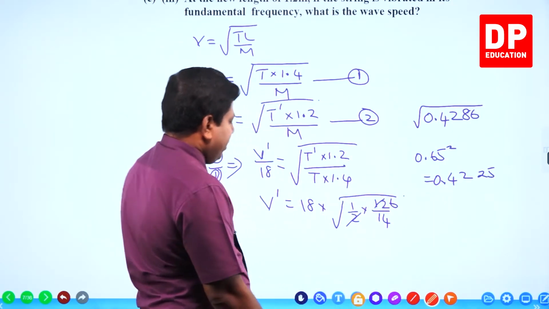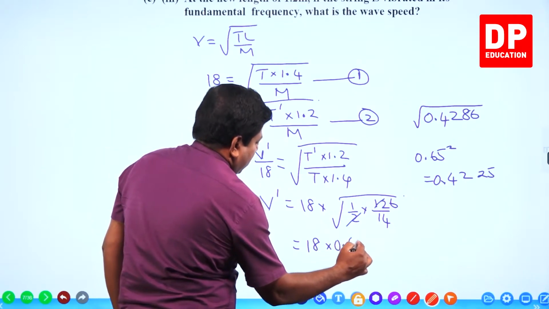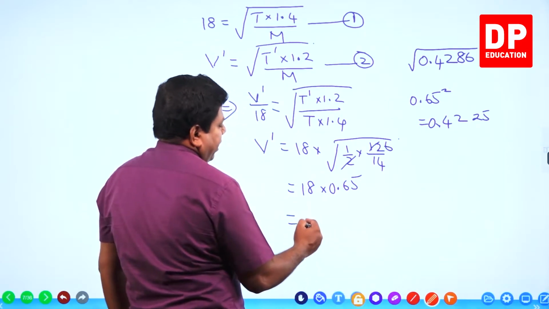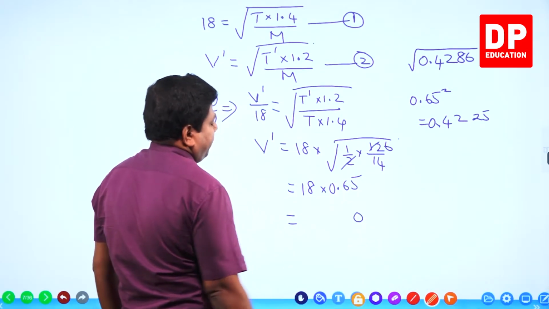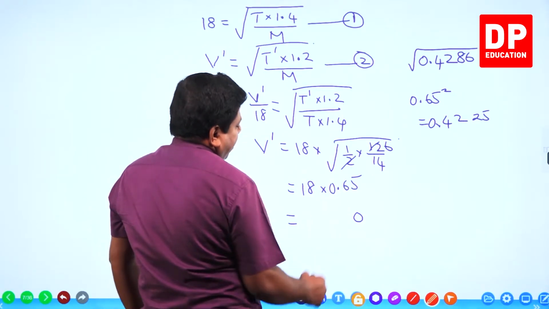Then I can say it's 18 into 0.65. Multiply 18 into 5 is 90. 18 into 6 is 108 plus 9, 117.